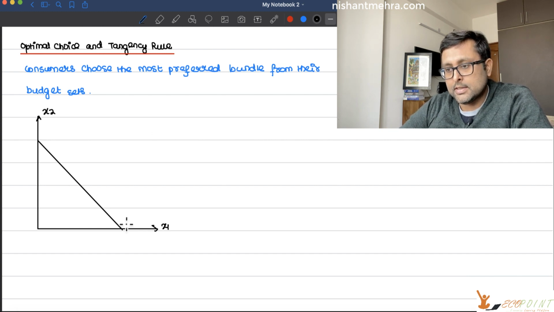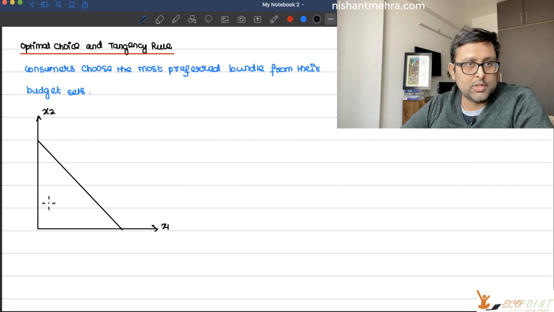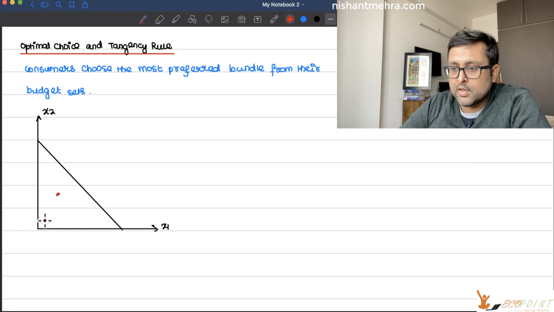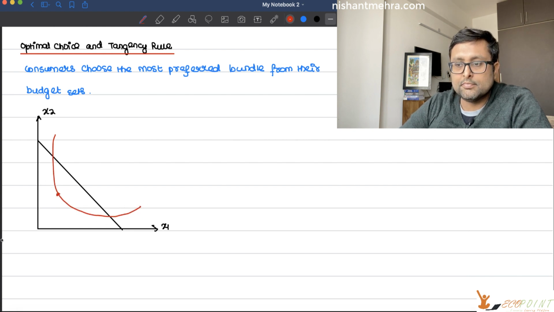Let's say this is my budget line, and I do not have to worry much about the bundles which are inside the budget. Why? Because if I look at this particular point, the indifference curve passing through this point is like this, right? But of course, if this point is affordable, even this point is affordable. And the indifference curve passing through this point is this.